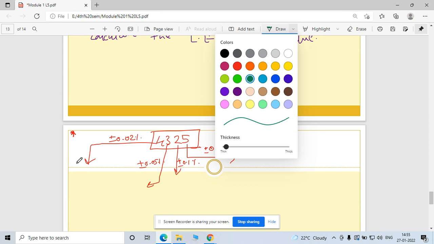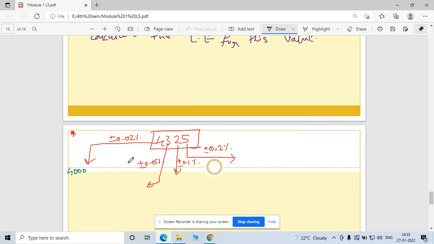So I can say that this is 4000, right? 4000 into percentage error, 0.02%, which is nothing but your absolute error by the value. So how much do you get on solving this? Okay, so 4 2 80, right, 0.8 will come, plus minus of 0.8. So this is your absolute error, right?